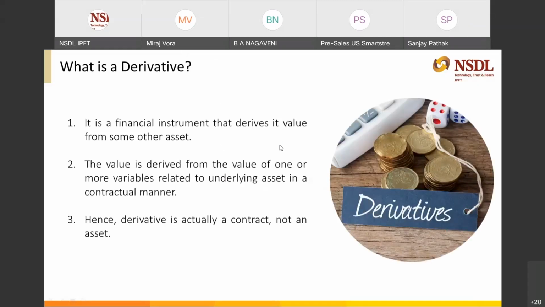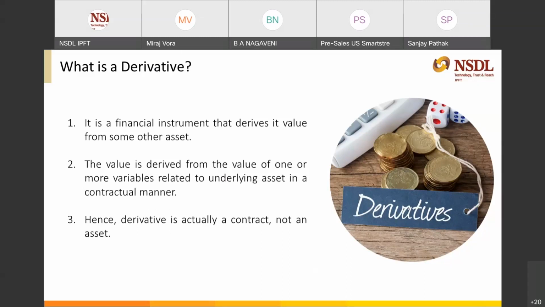So first and foremost, we need to understand what derivatives are. Many of us have a conception that a derivative is a financial instrument. It's not a financial instrument. It is basically a contract between a buyer and a seller. When you enter into that contract, it becomes a financial instrument which derives its value from some other instrument.